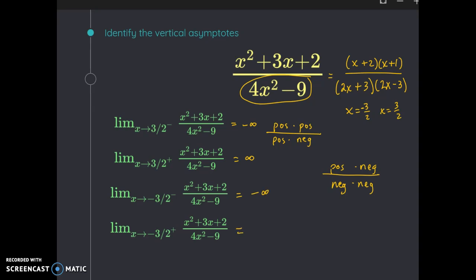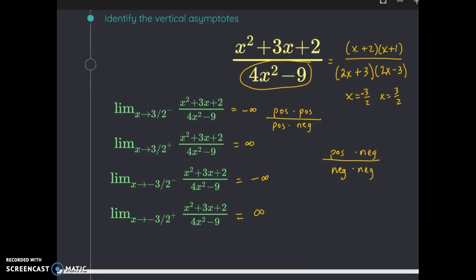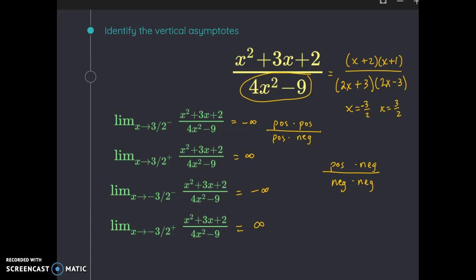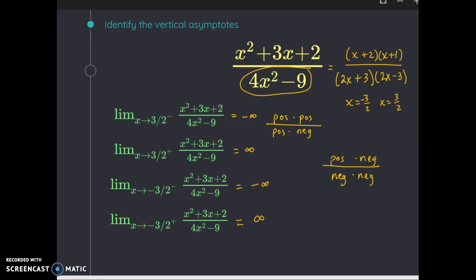And then by the same logic, if I'm approaching negative 3 halves from the positive direction, that graph would be going up towards infinity. Down towards negative infinity, up towards positive infinity.